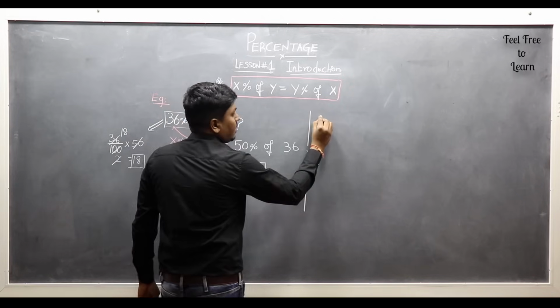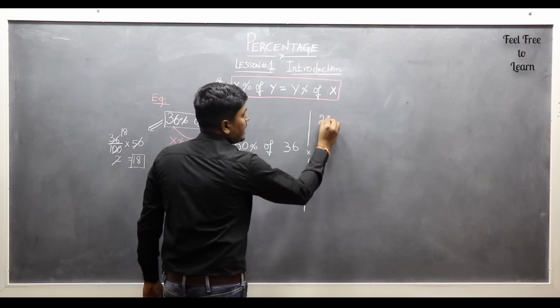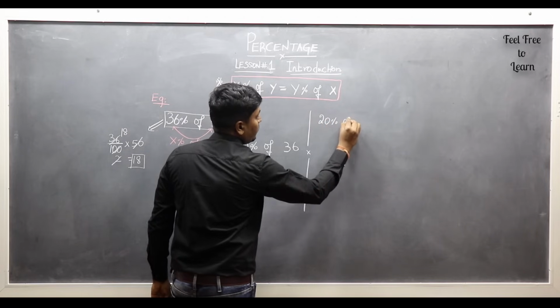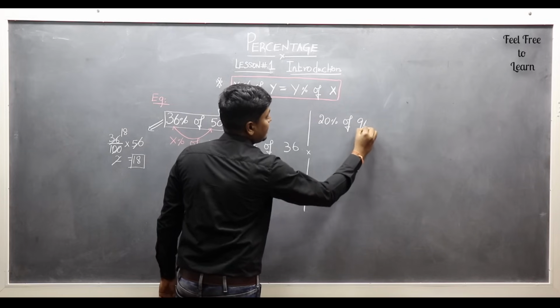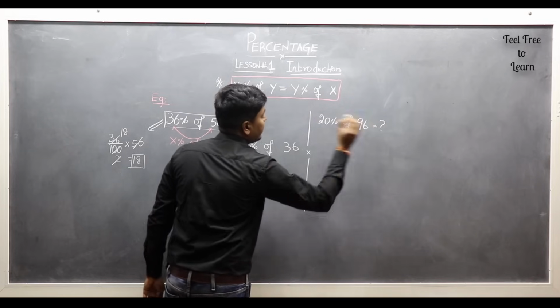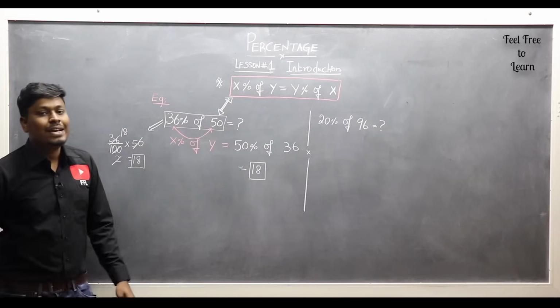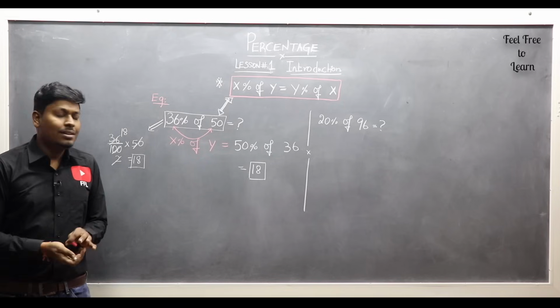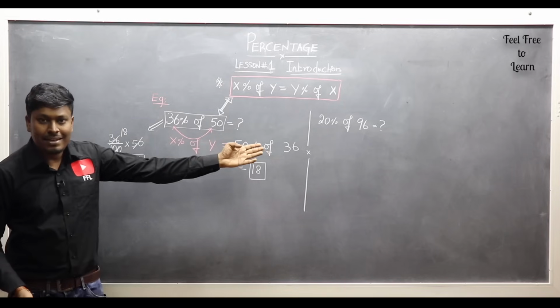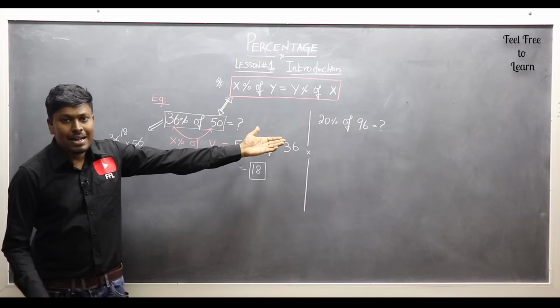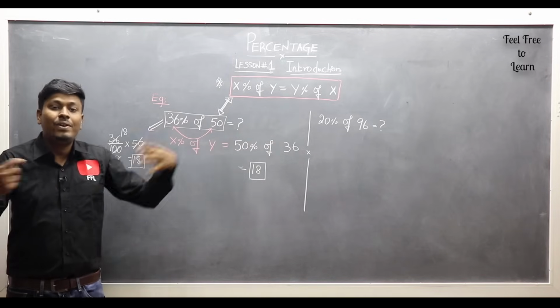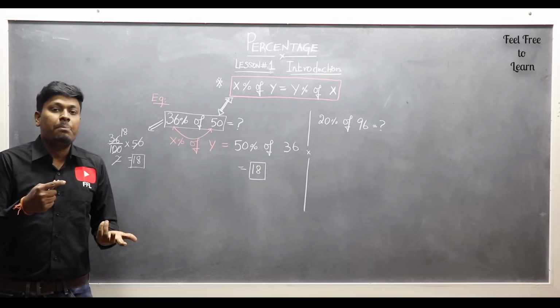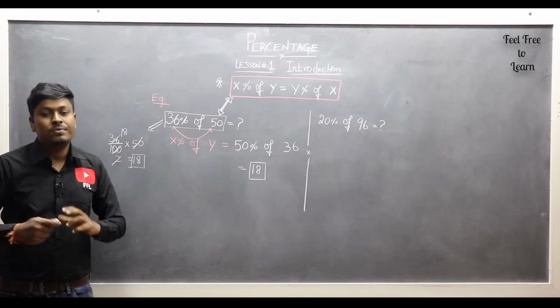In case, for example, let me take any other number. Just see, 20 percentage of 96 is equal to question mark. If someone is asking what is 20 percentage of 96, just check whether we can find the answer easily by using this number directly or not. In case you feel it is difficult, interchange the numbers as 96 percentage of 20.